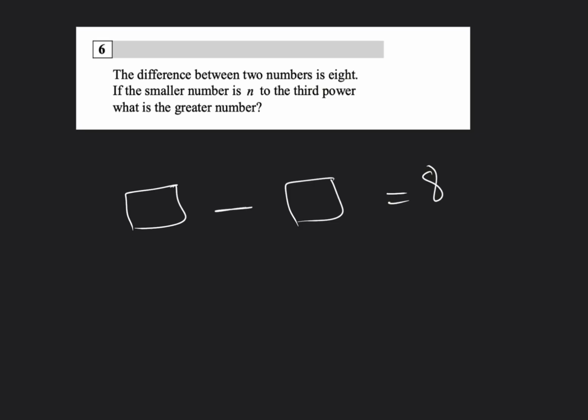They said if the smaller number is n to the third power. So this is the smaller number. So it is n to the third power, power 3. So the question is, what is the greater number? So here is the greater number. Call it what you want. I am going to call it just number, okay? If you want, you can call it the greater number. So now they said, what is the greater number?